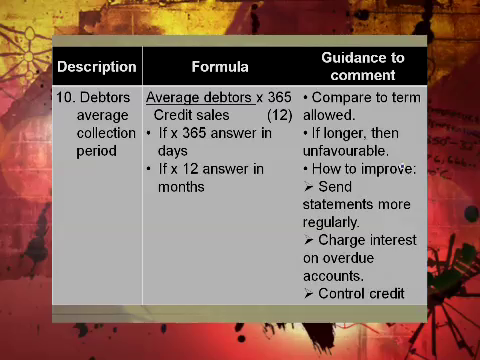Debtors' average collection period. Again, we're talking about liquidity. Average debtors over credit sales times 365 or 12 over 1. It depends how you want your answer. If you're going to give your answer in days, it's 365. If you're going to multiply by 12, your answer is going to be in months.